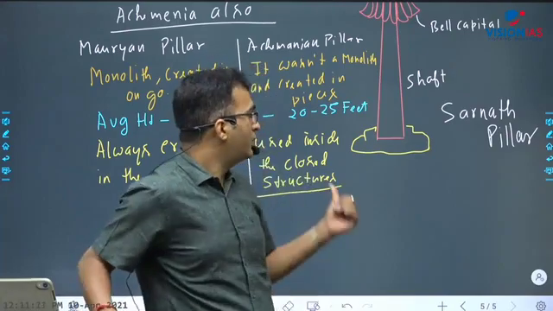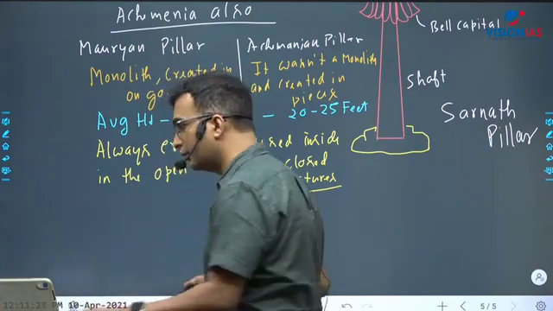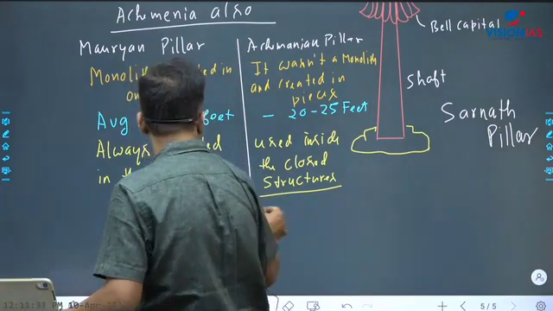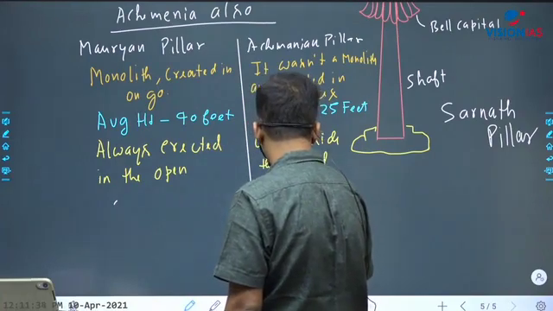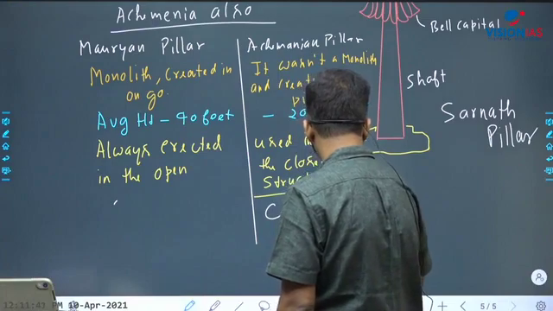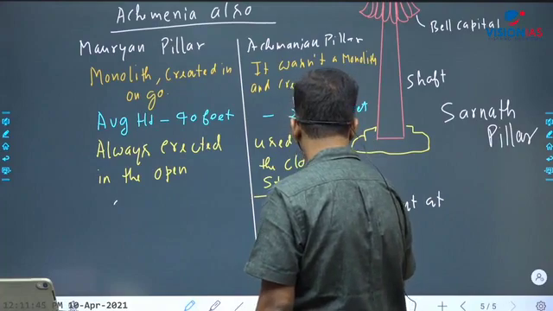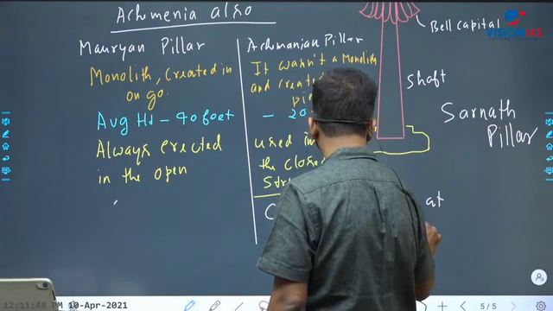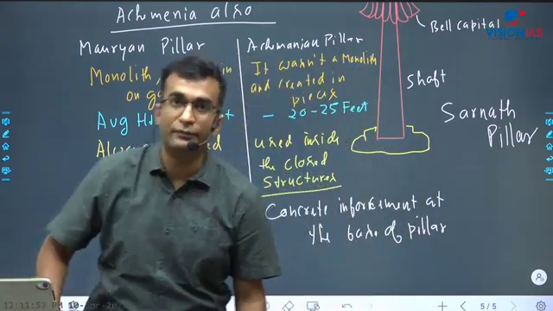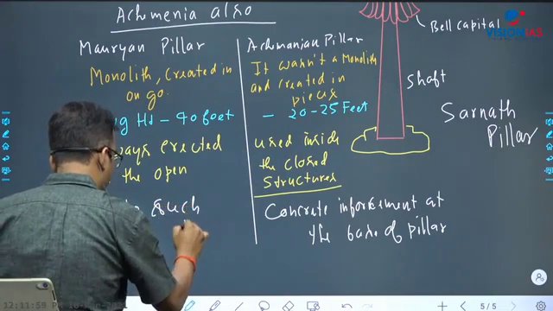So you write that in the Achaemenian, write here, in the Achaemenian there was concrete reinforcement at the base of the pillar. In the Achaemenian, concrete reinforcement at the base of the pillar, and here you can write in just one word: no such thing.